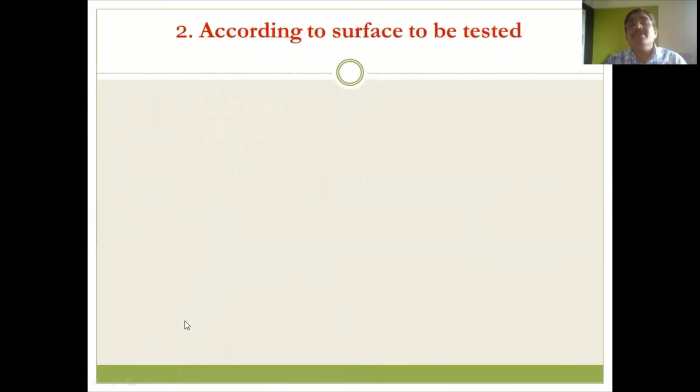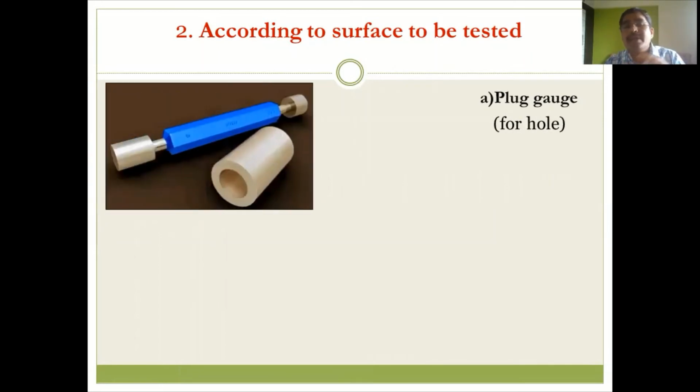Then according to the surface to be tested. Now there is again a plug gauge here. A plug gauge is used to measure the ID of the hole. Here I show the gauge which has a go end and the other one is the no go end. Always keep in mind that the go end, as far as the length is concerned, is always greater than the no go end. So even if we haven't written it, still we can come to know that yes, this is a go end and this is a no go.